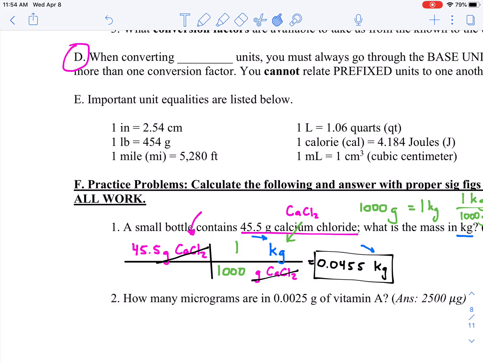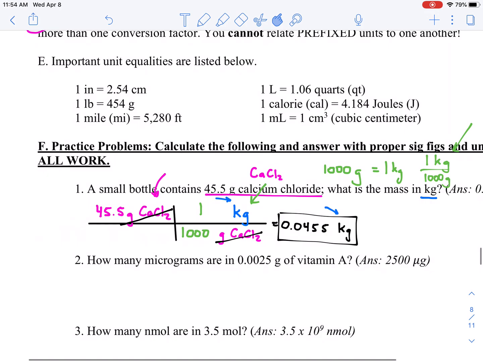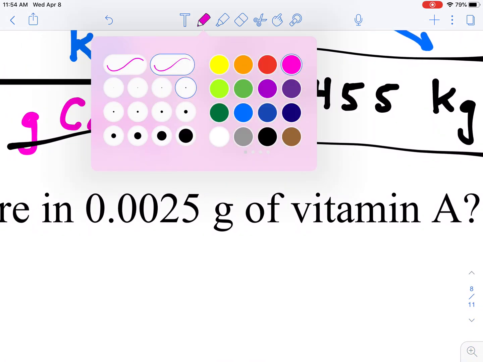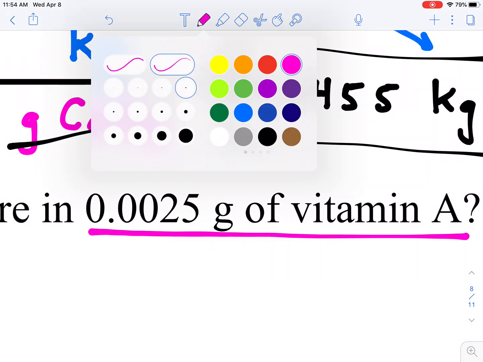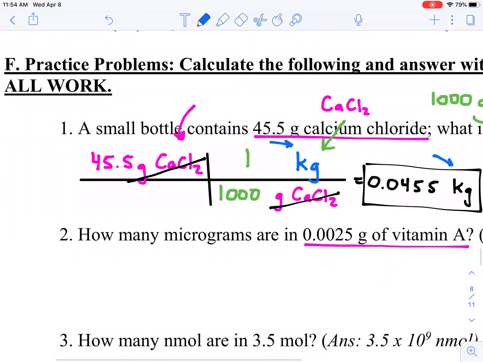So let's try micrograms in 0.0025 grams of vitamin A. Okay, so let's write down what we know, what we don't know. So we know in pink that we have 0.0025 grams of vitamin A. That's good. What are we trying to find? Well, we are asked how many micrograms. That's what we're after. And what do we know?